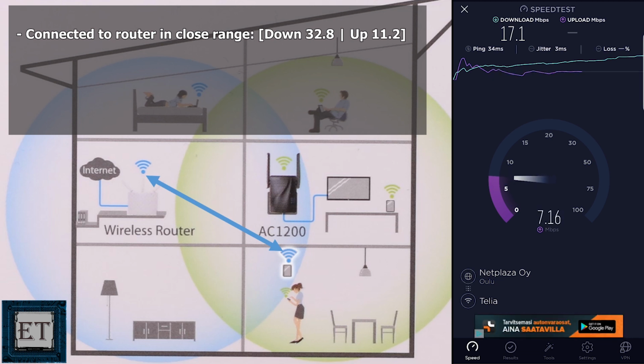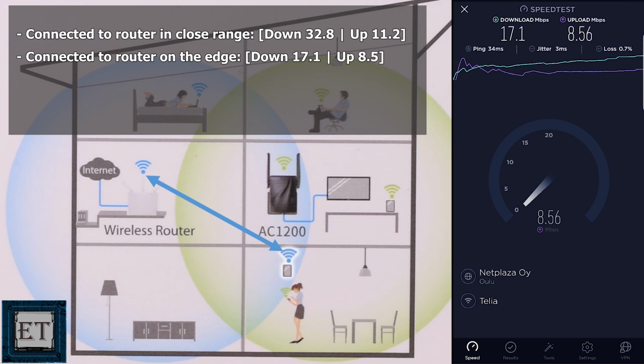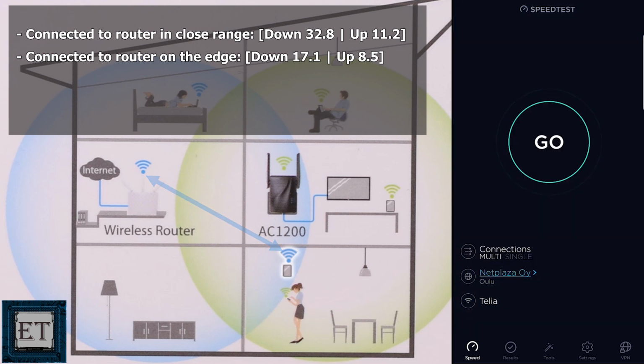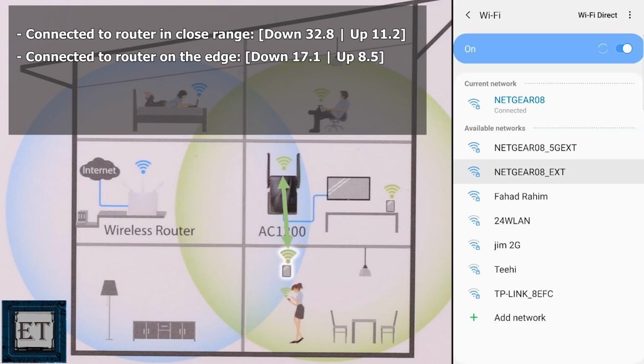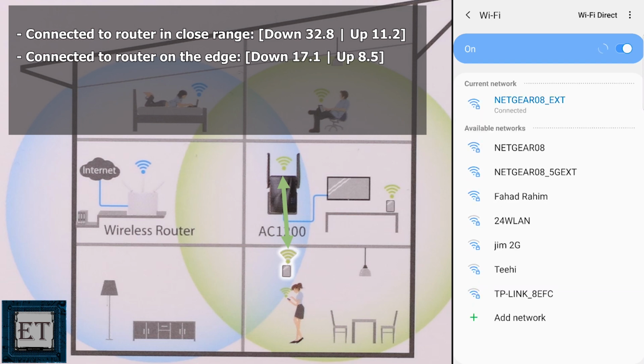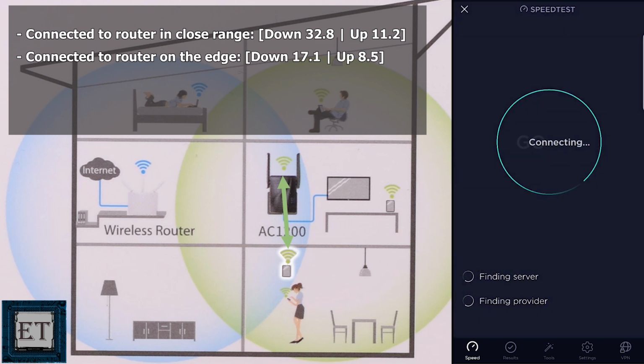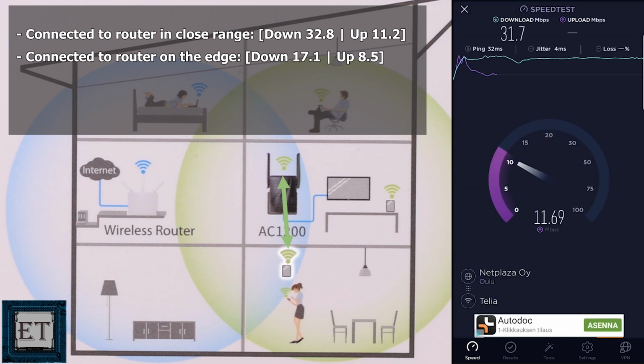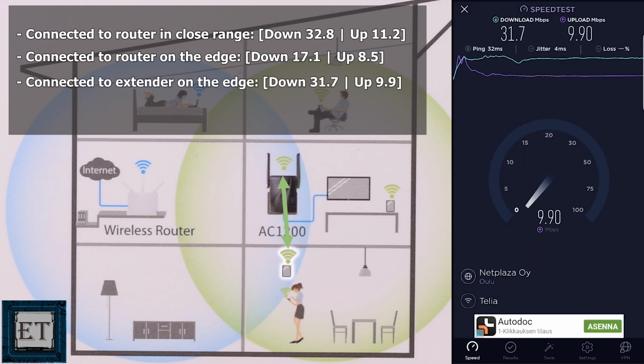Here I was getting 17 megabits per second on download and 8.5 megabits per second on upload. Now from the same room, I decided to connect to my Wi-Fi extender. And quite impressively, I was getting about 31 megabits per second on download and 9.9 megabits per second on upload.